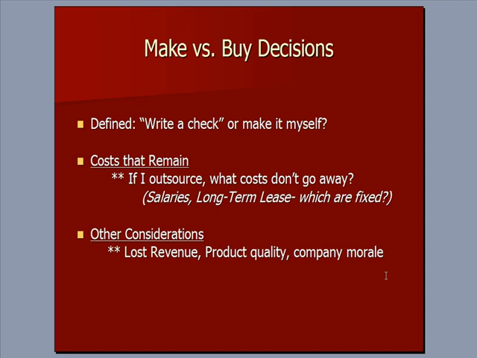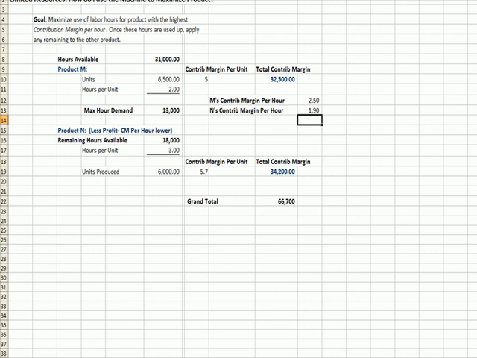And also company morale. Will the productivity of my remaining employees go down if I shut down this operation and let go some of my employees? What about the productivity of those who remain? So flipping over to Excel, we have three or four examples to talk about this issue.